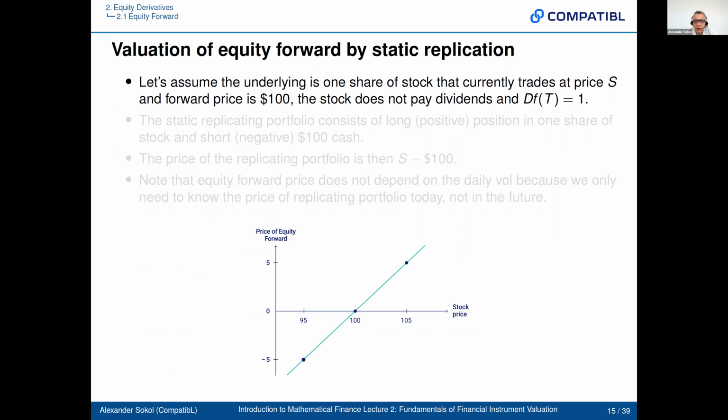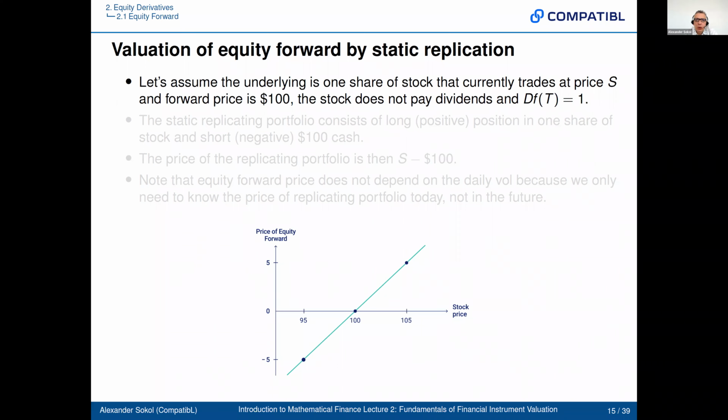All right, so valuation of an equity forward by static replication. So let's put this to real use, and let's calculate the price of the forward derivative, or the derivative of the forward instrument. Let's assume that the underlying is one share of stock that currently trades at the price S. So I hope this window is not blocking it. So it currently trades at price S, and the forward price is 100.